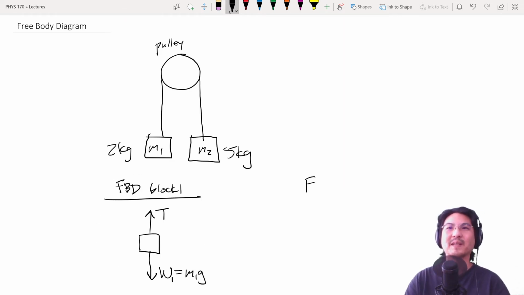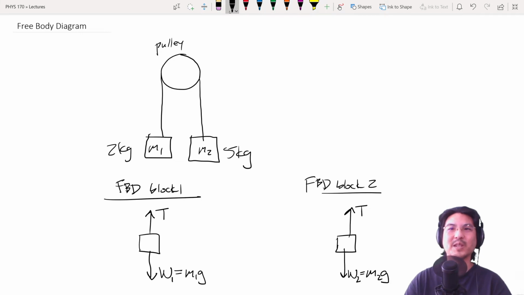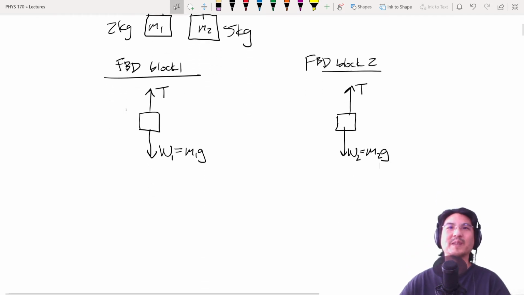How about the other block? Okay, so I'll draw the block free of its surroundings. So just like that. And then all the forces acting on it. There's this string over here. So there's some tension. The block itself has weight. The weight of block 2, which is mg. So there we go. We got the free body diagrams.